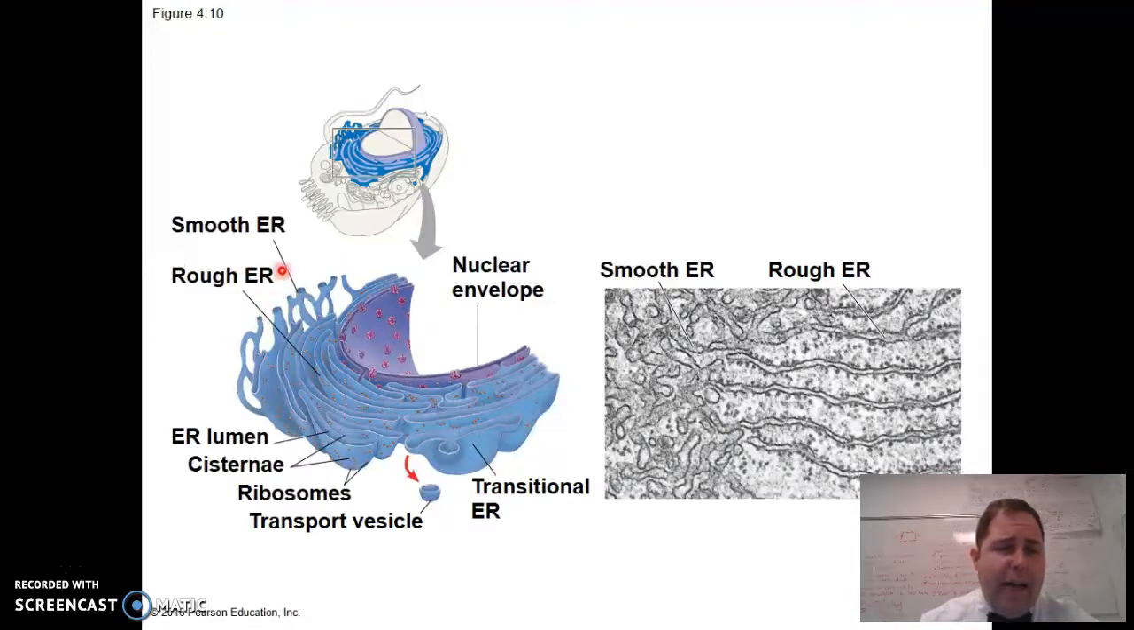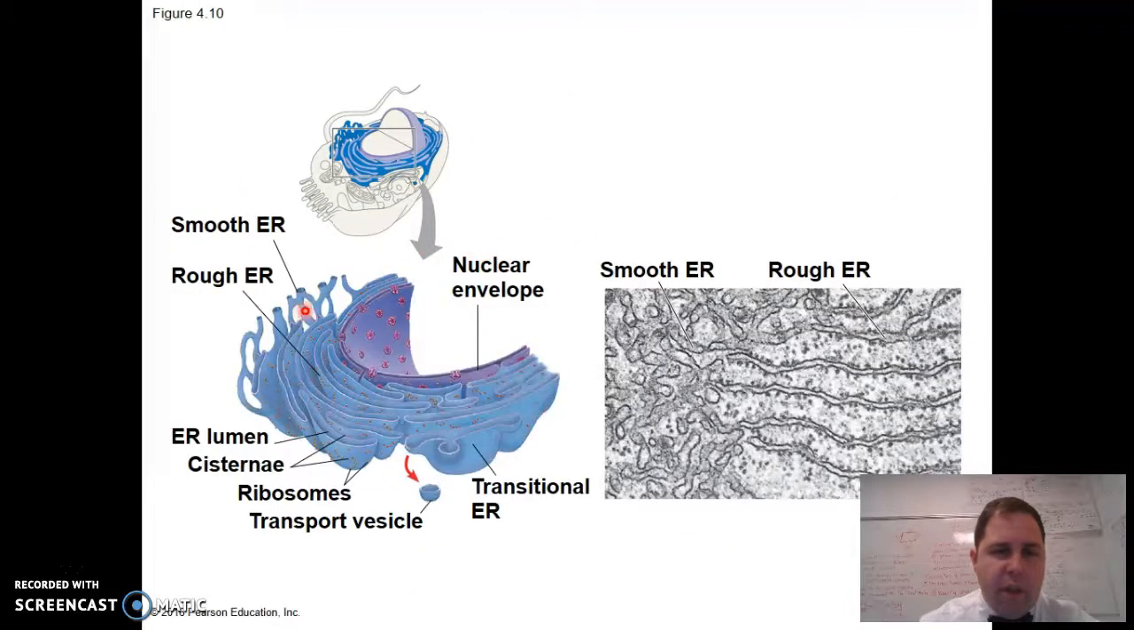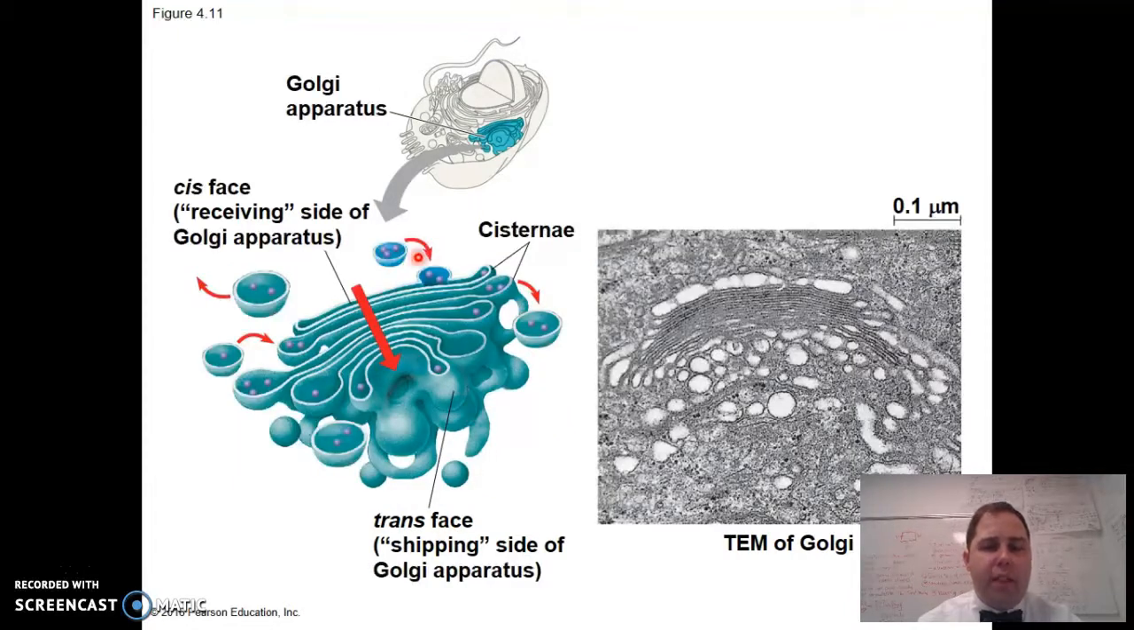The smooth ER has no ribosomes, so the smooth ER's function is not really to make proteins. It's more relevant for making lipids that the cell will need for later, making those vesicles that the endomembrane system can move throughout the cell. So as a protein goes through the ER, it will be processed, it will be folded, and it will eventually be dumped into a transport vesicle. And the next step after the ER is that transport vesicle will go to the Golgi apparatus.